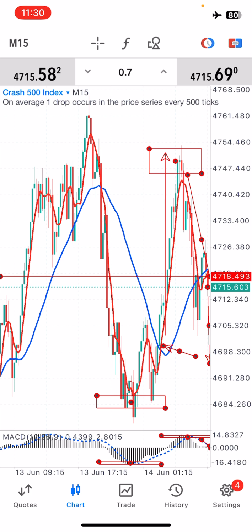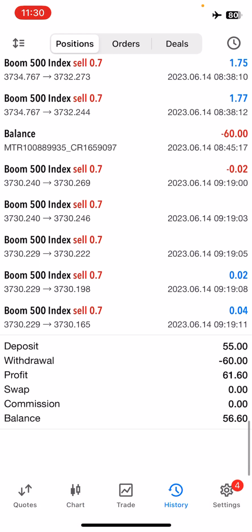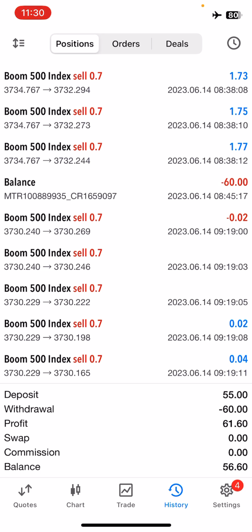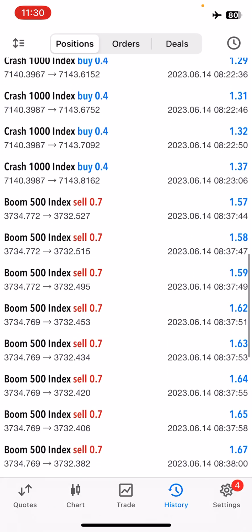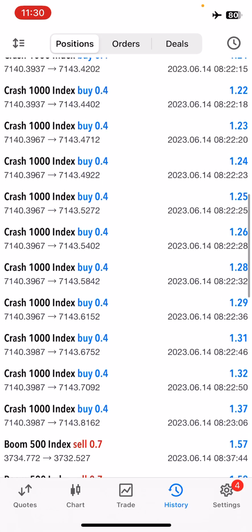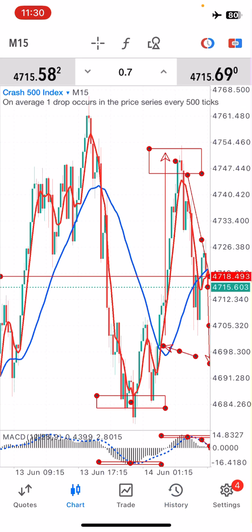Share this with your friends, share this with your family, let them have the opportunity to make $60 from just a deposit of $55 within the same hour. If you look at my time right here, it's just in the same hour. It didn't even take me more than an hour to do this, and just imagine the power of having the ability to make this kind of money within hours.